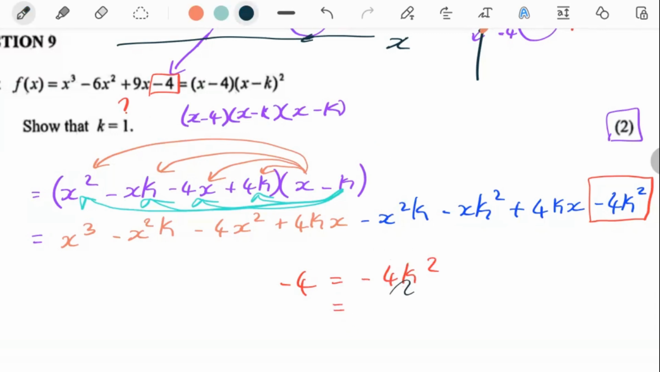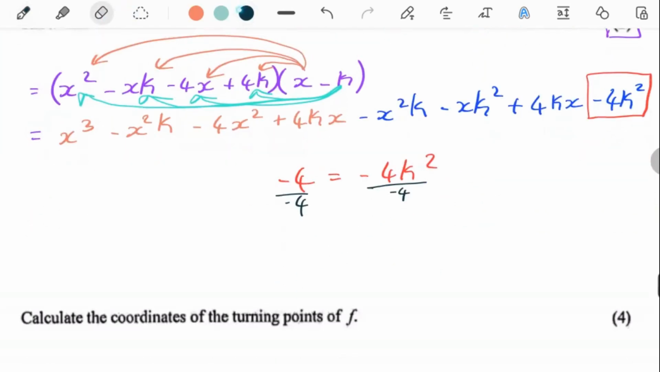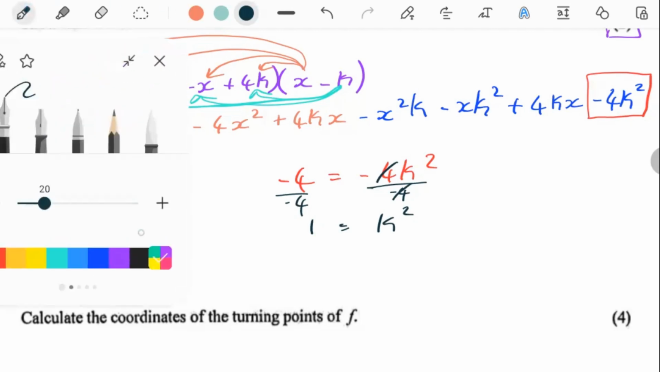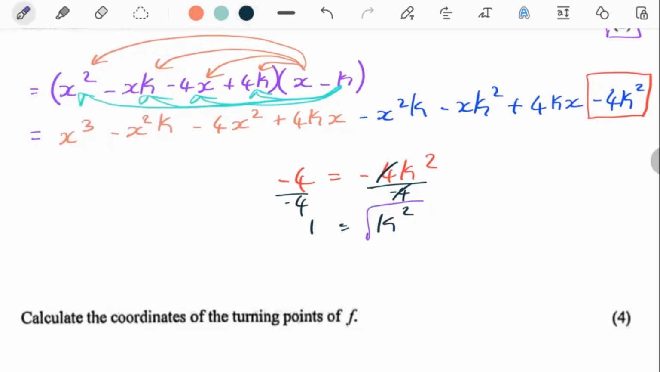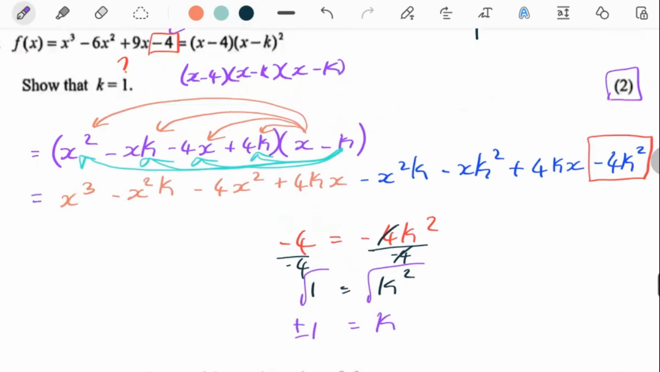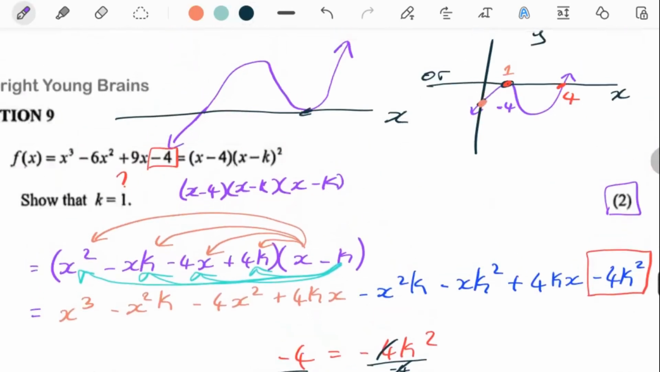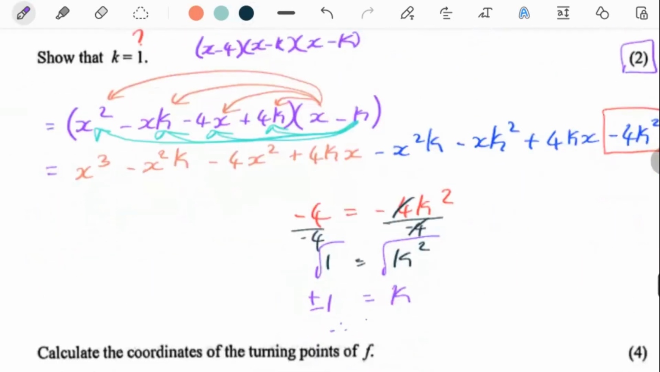Divide both sides by negative 4. We are going to get here k squared is equal to 1. Obviously, if you square root a number, you're going to have plus or minus the answer. However, in this case, we know that k has to be positive. So we're going to say, therefore, k is equal to positive 1.